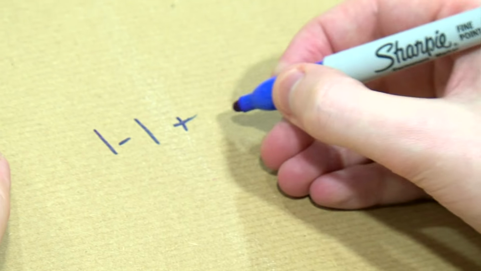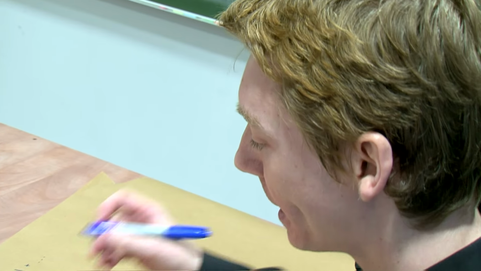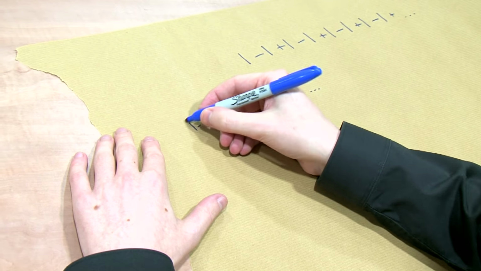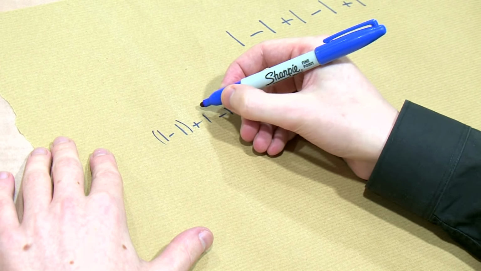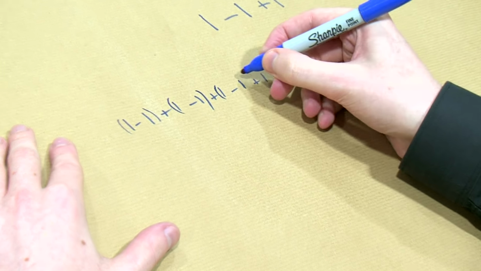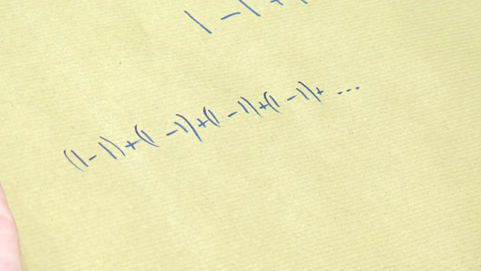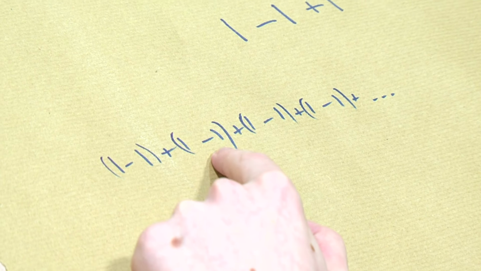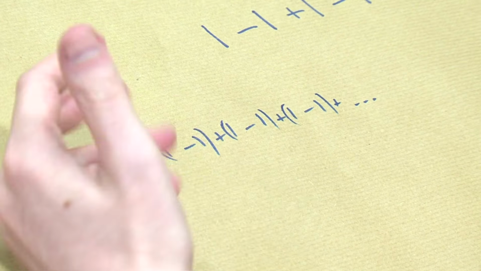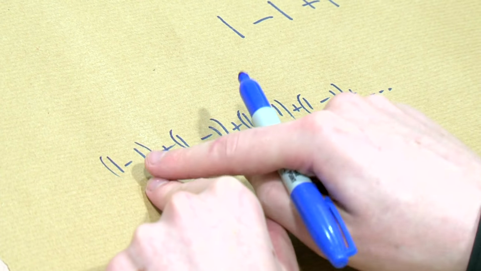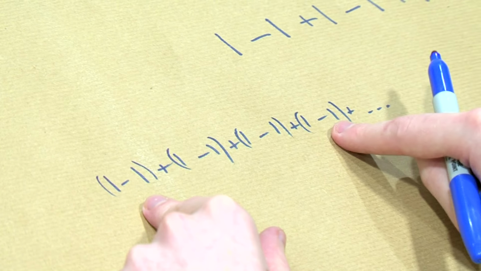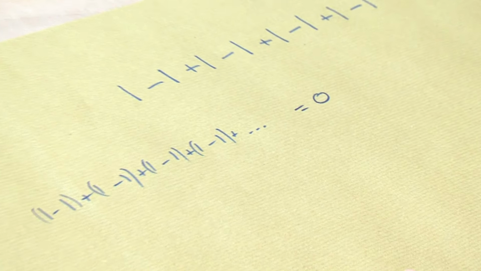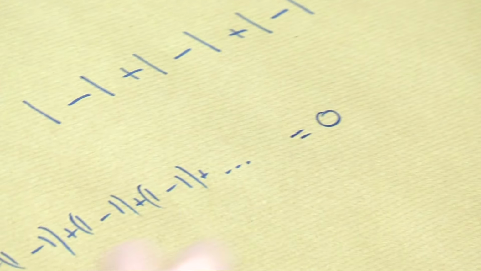So one of the answers it might be is if I put the brackets like this, here, and here, and here, and here. You can see each bracket is 1 minus 1, plus 1 minus 1, plus 1 minus 1. Each bracket is 0, so you're getting 0 plus 0 plus 0 plus 0 forever. So that's going to be equal to 0, isn't it? That's one of the answers it could be. The problem is there is another answer.